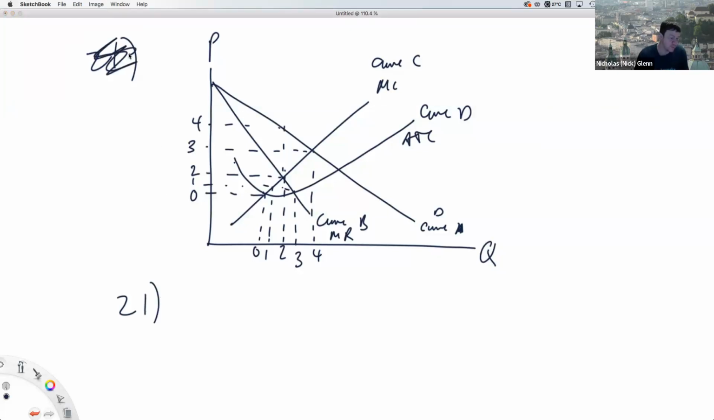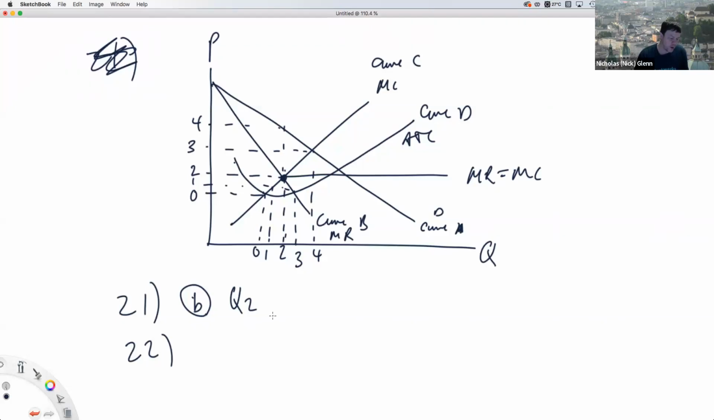21 asks, if the monopoly firm wants to maximize its profit, it should operate at a level of output equal to, well, it's going to maximize profits when marginal revenue equals marginal cost. So there's your marginal revenue, marginal cost. Here's your marginal revenue. So it's going to produce right here. And so the quantity would be 2. That's going to be B. Q2, the quantity.